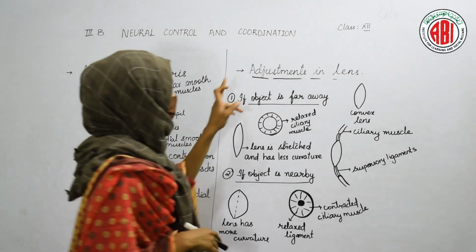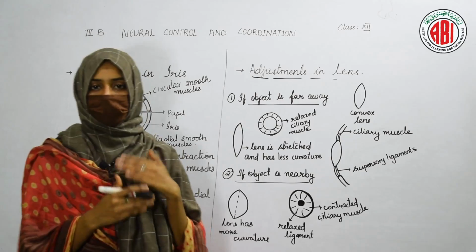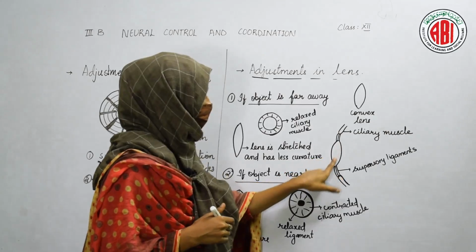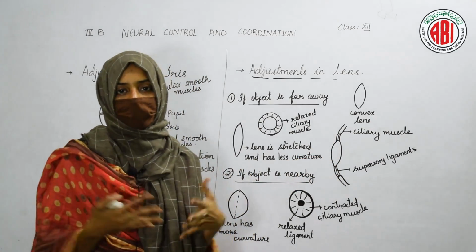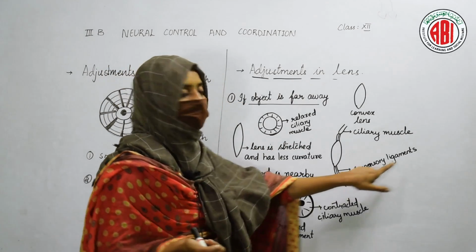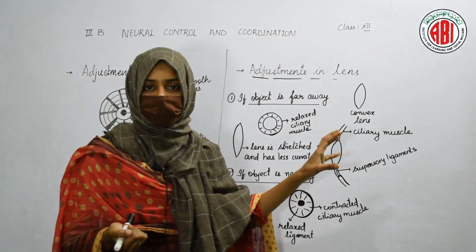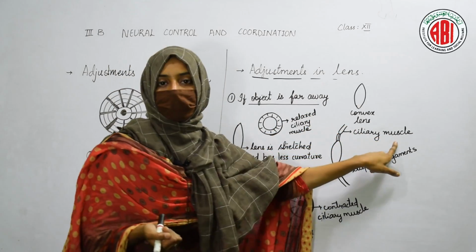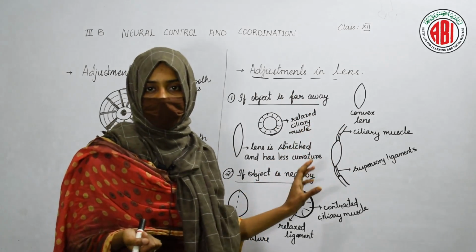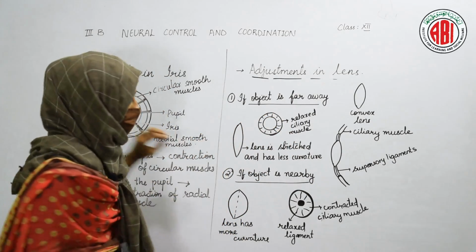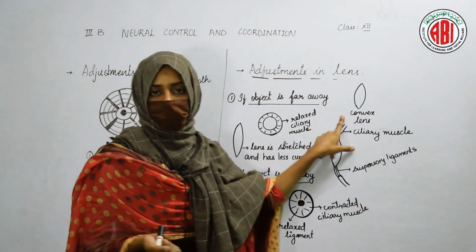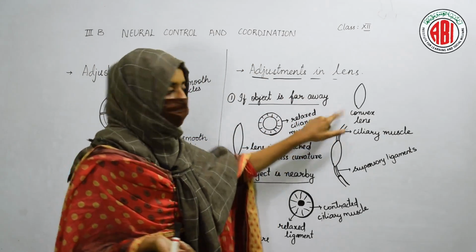Let us move to the other topic, that is adjustment in the lens. We know that behind the iris, the lens is present. Here you can see this is our lens. The lens gets attached with some fiber-like material, and that thread-like or fiber-like material is called suspensory ligaments, and these suspensory ligaments are attached to the ciliary muscle. So now the contraction and relaxation of the ciliary muscles regulates the position of the lens, regulates the adjustment in the lens. Our lens is in convex shape, so we call our lens a convex lens.